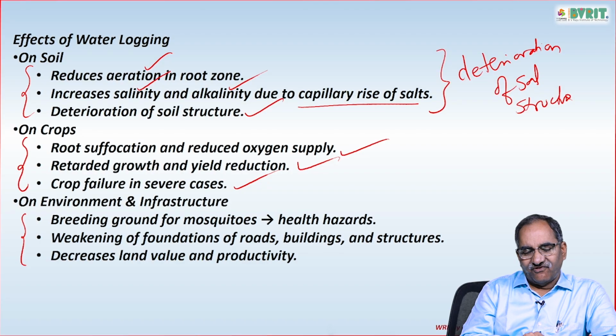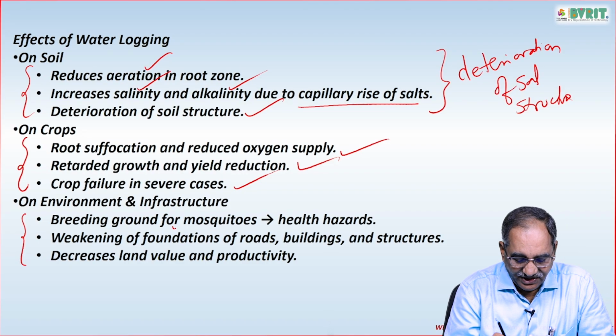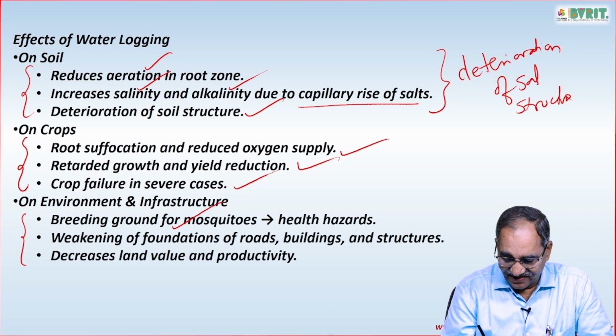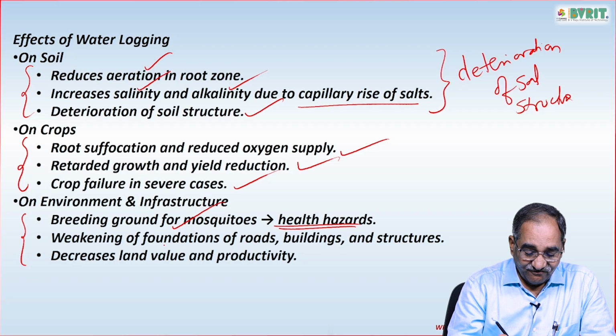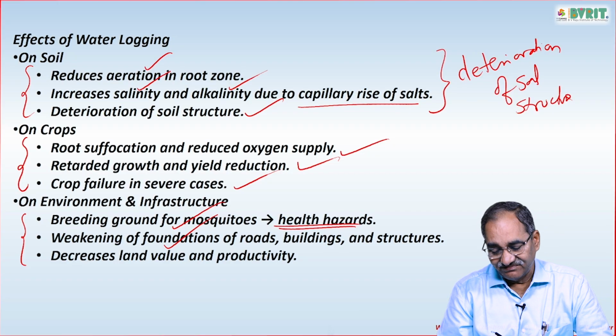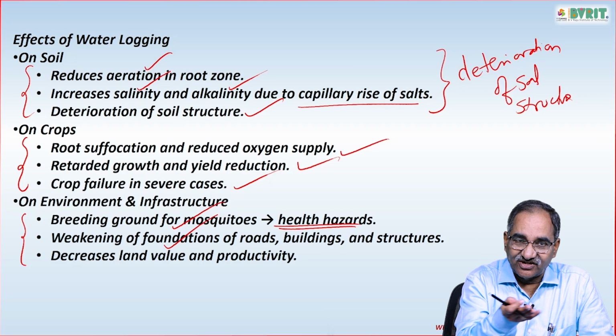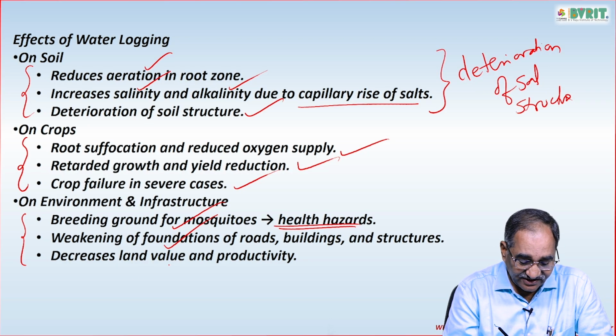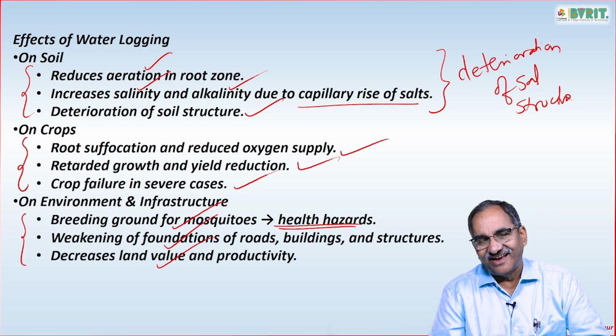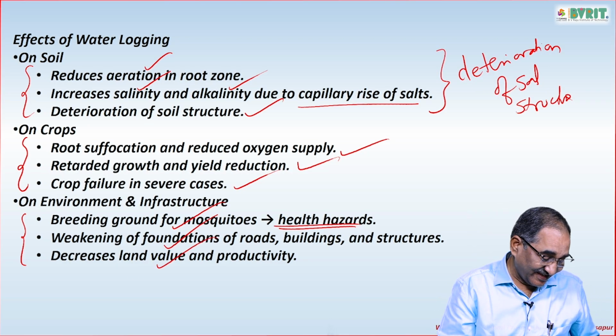What is the effect of waterlogging on environment? Breeding place for mosquitoes, leading to health hazards, weakening of foundation of roads, buildings and structures constructed on waterlogged lands, decreases automatically the land value because productivity is very less.